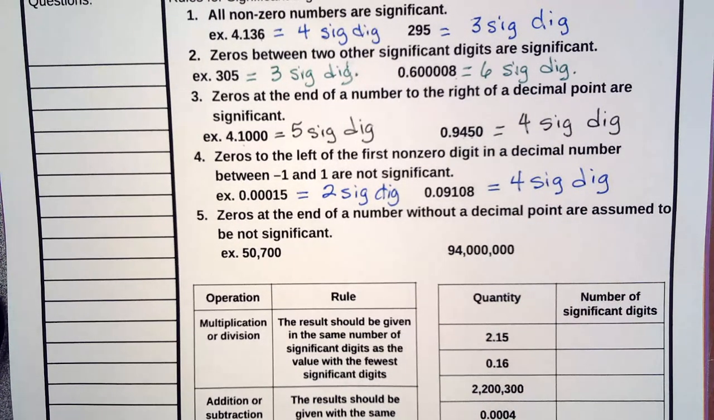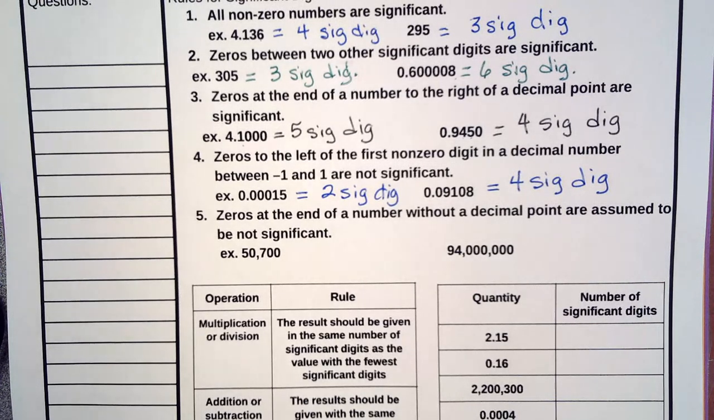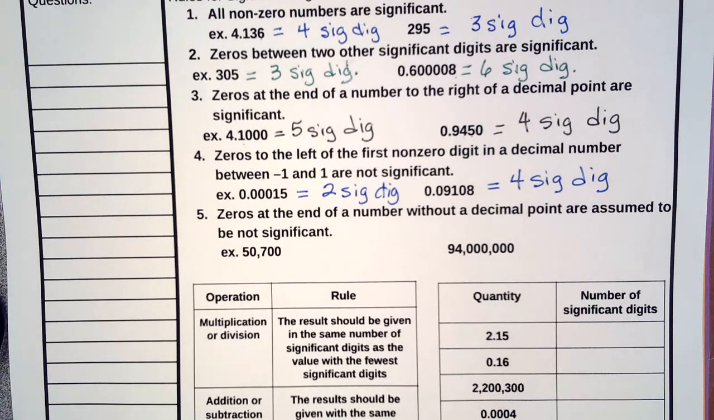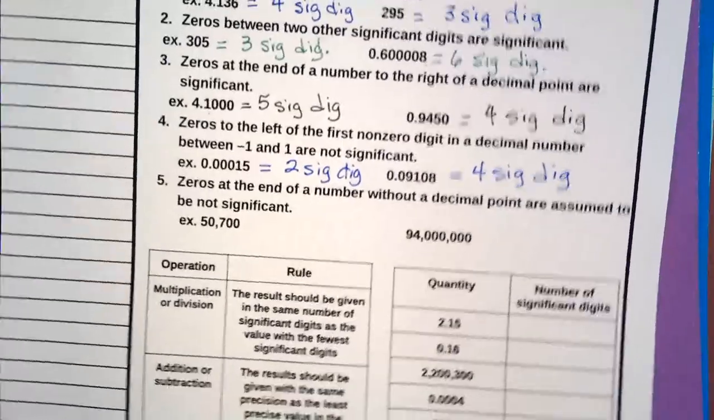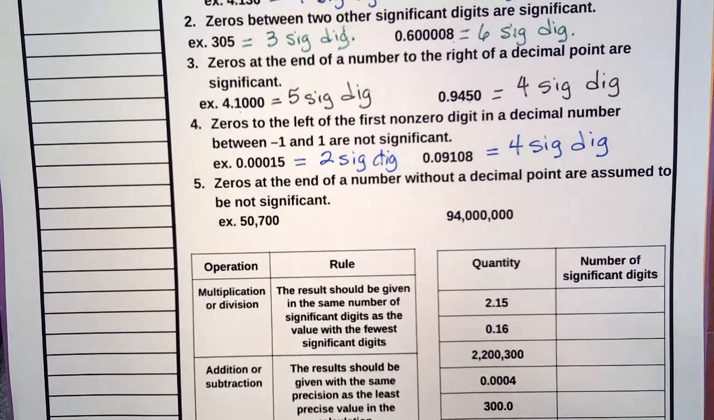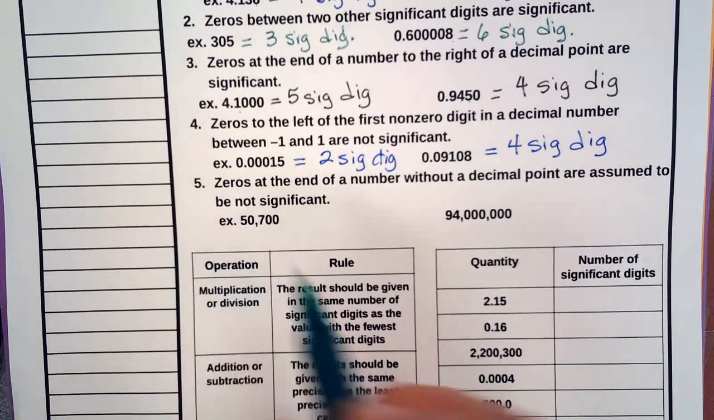So the last thing we can do with zeros, what if we don't have a decimal point at all? All the zeros at the end of your number that does not have a decimal point are assumed to be not significant. So if I don't have a decimal point, all I'm going to count are the numbers, plus any zeros that might be in between them. 1, 2, 3. That's all I have to count.